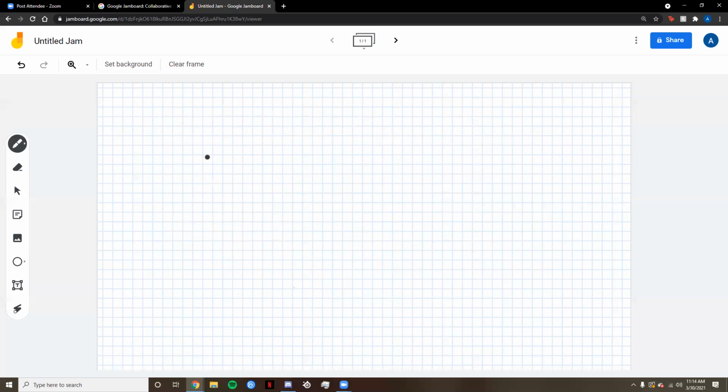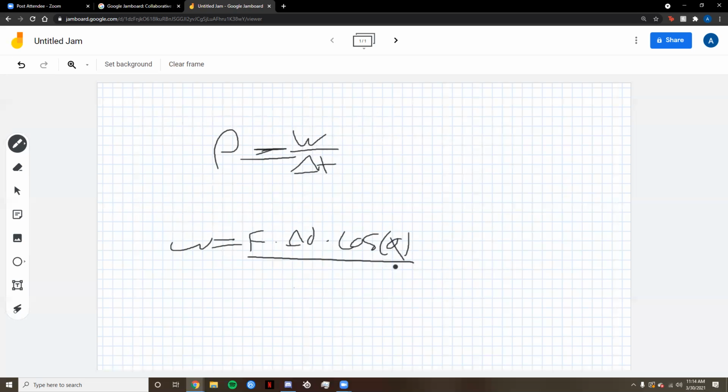The second equation we're going to look at is power equals work over change in time. To get work, like we figured out, work equals force times change in displacement times cosine of the angle. So that over delta t equals power.